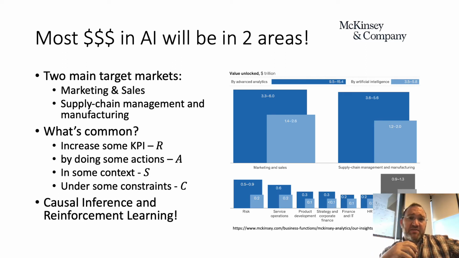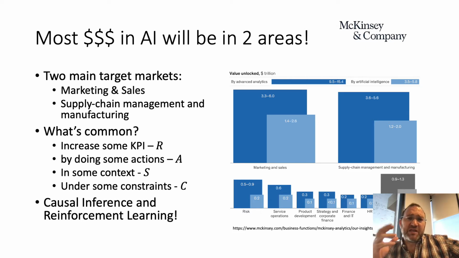Okay, now let's prove this point with data. I claim that we have KPIs and actions, and what we really care about is how to improve those KPIs using actions. Now, McKinsey & Company published a paper on the value in dollars unlocked per vertical in the upcoming years, which is mainly in 2 verticals. One is called marketing and sales, and the other is called supply chain management and manufacturing.